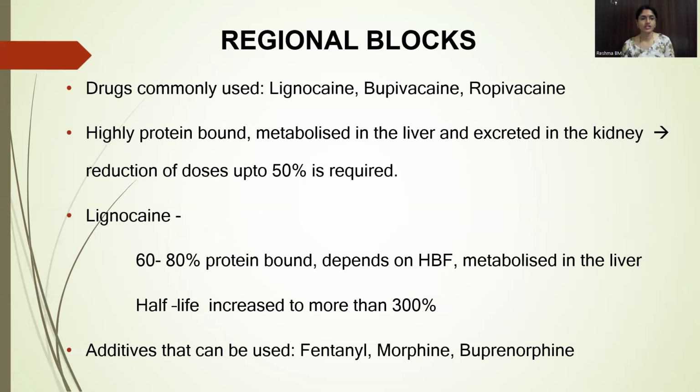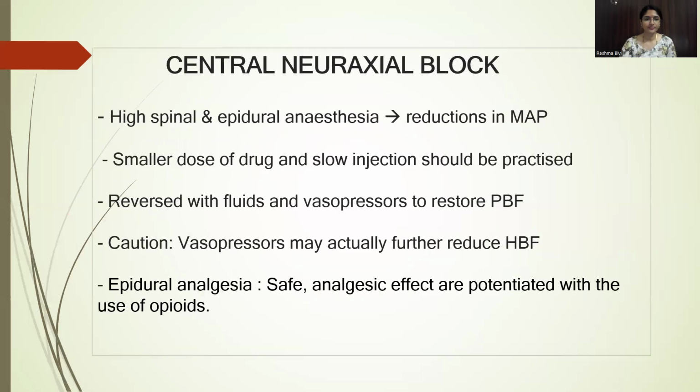Coming to regional blocks, drugs commonly used are lignocaine, bupivacaine, ropivacaine. These are highly protein bound, metabolized in the liver and excreted in the kidneys. Hence, reduction of doses up to 50% is required. Lignocaine is 60 to 80% protein bound, has high extraction, hence depends on the hepatic blood flow, and is metabolized in the liver. Hence, these patients have increased half-life to more than 300%. So, reduce the dose of lignocaine. Additives like fentanyl, morphine, buprenorphine at reduced doses can be used.